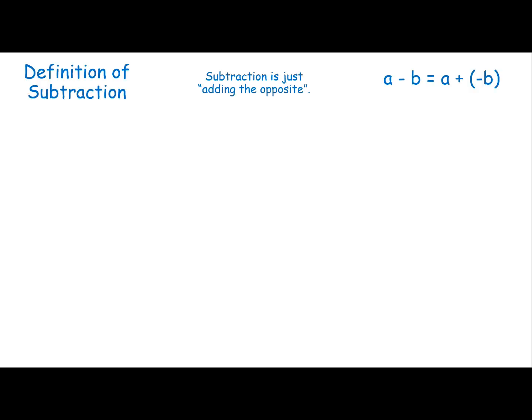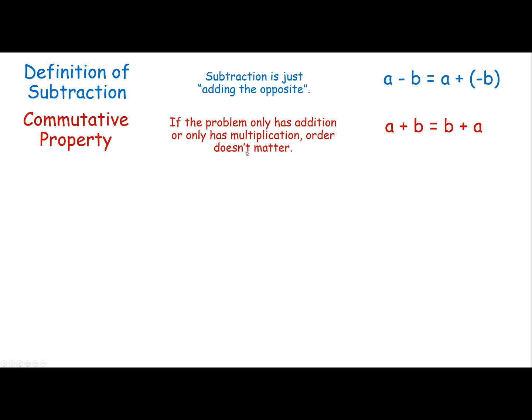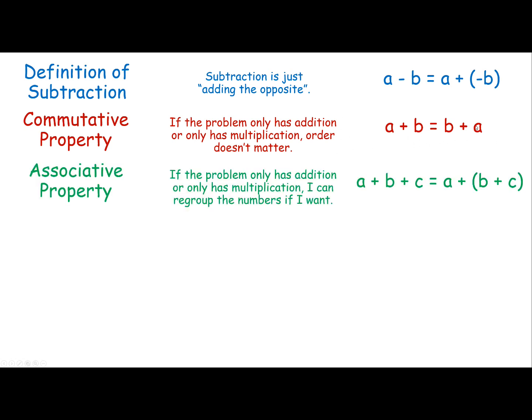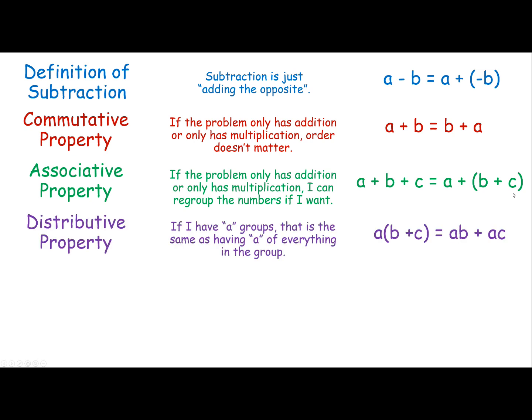So far in our video series, we've talked about several mathematical properties. The definition of subtraction, which we define as the same as adding the opposite. Subtraction is the same as adding the opposite. We talked about the commutative property that says when we have a string of addition or a string of multiplication, it doesn't matter what order we write numbers in. We talked about the associative property that says if you have a long string of addition or a long string of multiplication, it doesn't matter how you group the numbers. We talked about the distributive property that says if I have this many of a group, I have this many of everything in the group.